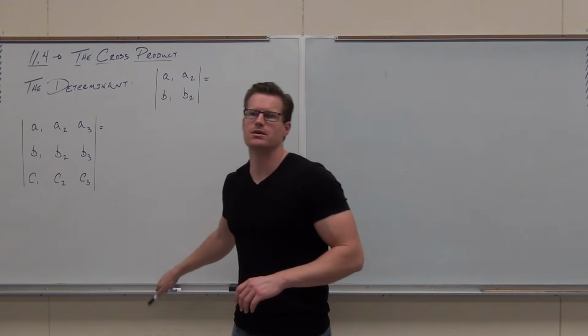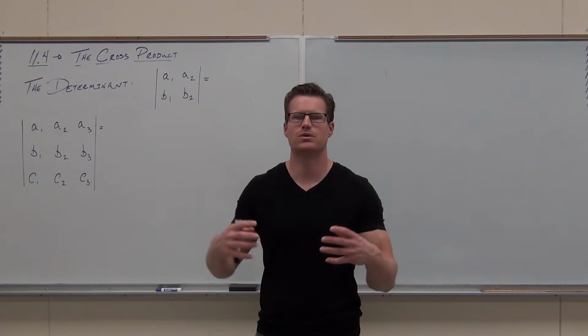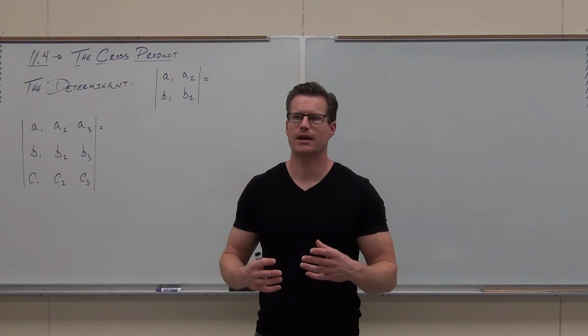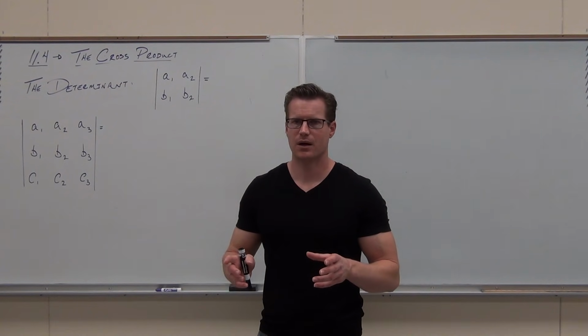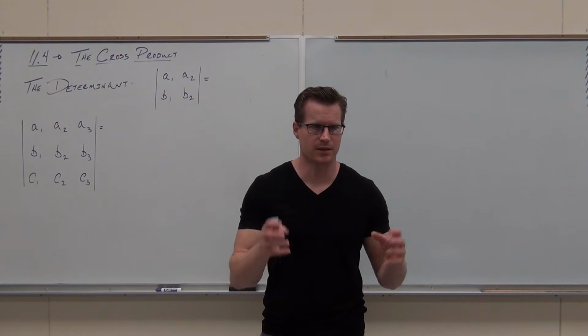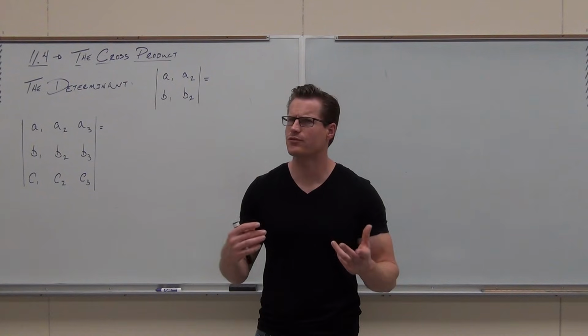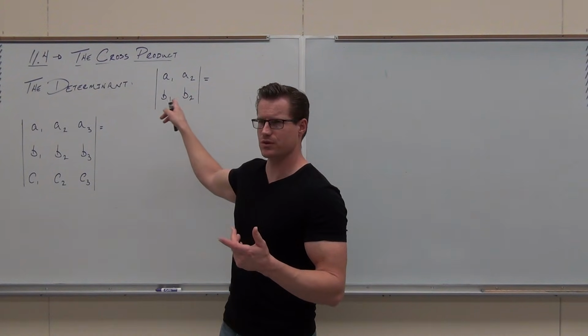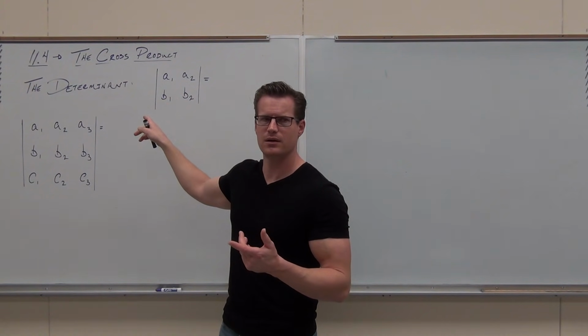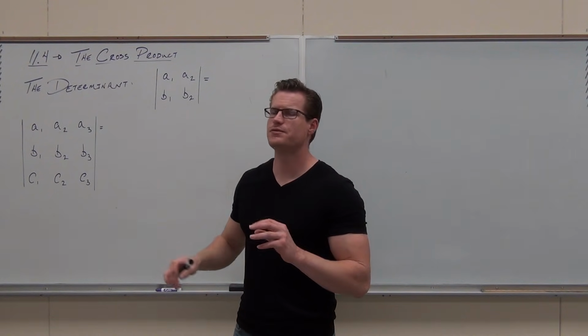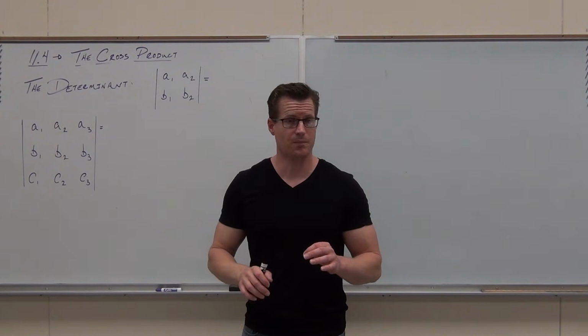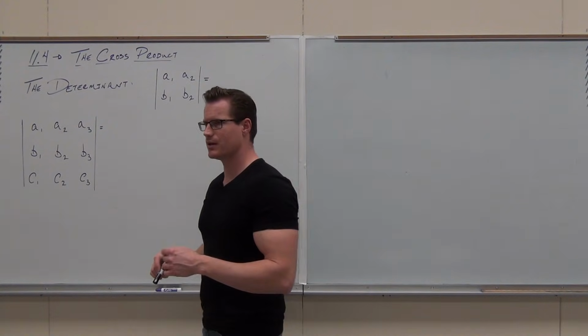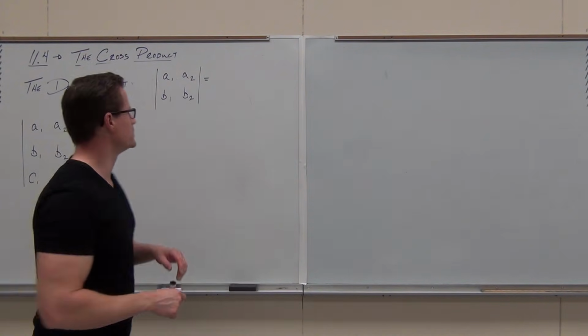Before we get into how to actually compute the cross product of two vectors, I've got to talk about determinants. I'm not going to get into the nitty gritty of it, but do you know how to find the determinant of a matrix? If you do, great. If not, it's very easy. You just have to remember the order. Someone out there who knows, tell me how you would do it.